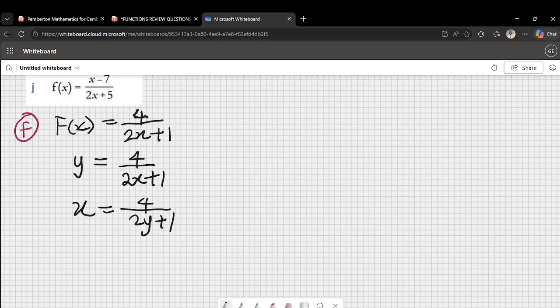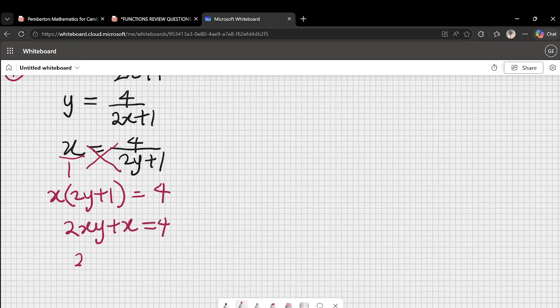Next step is to rearrange the formula to solve for y. Remember that x is the same thing as x over 1. So I'm going to cross multiply, multiplying x by 2y plus 1. That will give us x into 2y plus 1 equal to 1 times 4, which is 4. So I open the bracket. This will give me 2xy plus x is equal to 4.